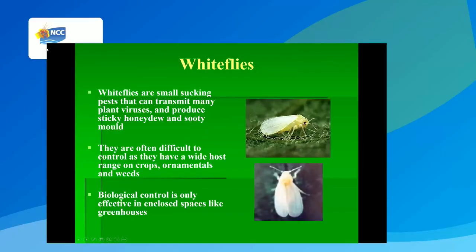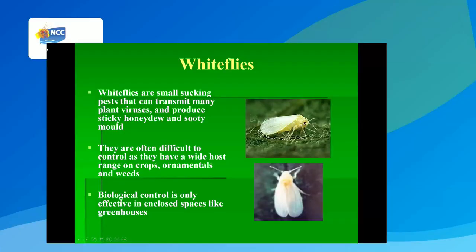Now we turn to another example of sucking pests, and these are referred to as the whiteflies. And as the name implies, it looks like a small white fly. And when you tap a plant or shake it, you see a lot of these little white flies flying off. They are difficult to control because they feed on a wide range of different crops, ornamental plants, and weeds. And you know we have a lot of weeds all over the place.